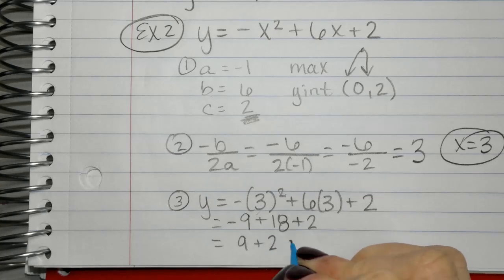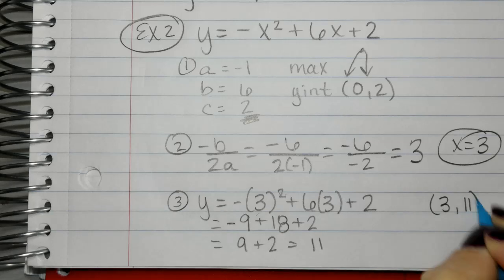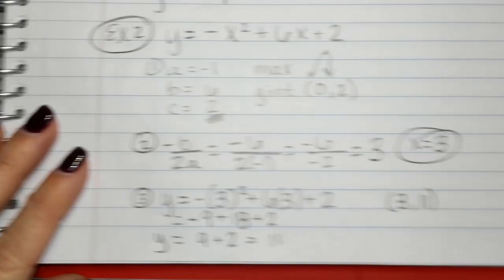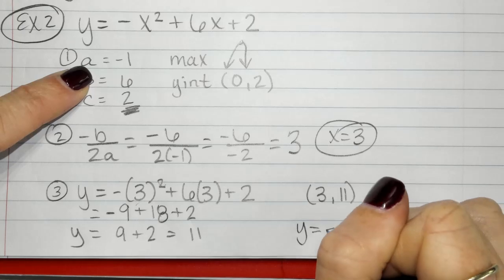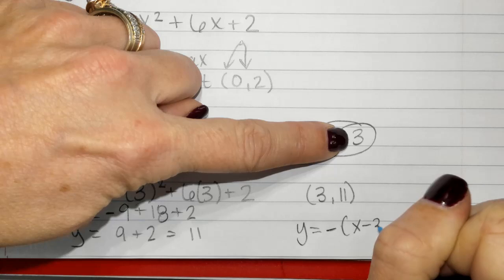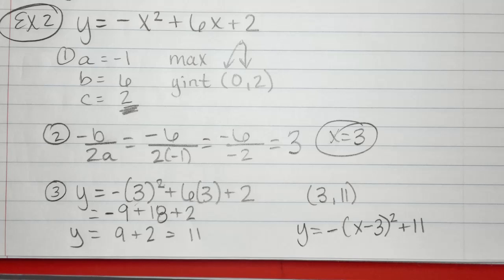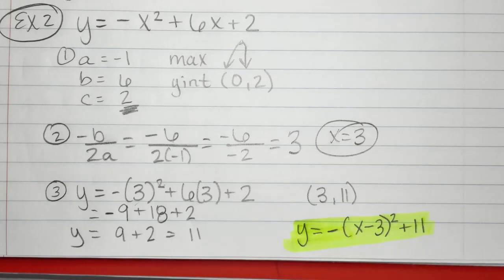Nine plus 2 equals 11. So now we know that our vertex would be at 3, 11. And the only thing we would have to do is write this in vertex form. So y equals, A was negative 1, so I'm going to put negative x minus 3, because that one is always the opposite, squared plus 11. So standard form to vertex form, just 1, 2, 3 steps and you're done.